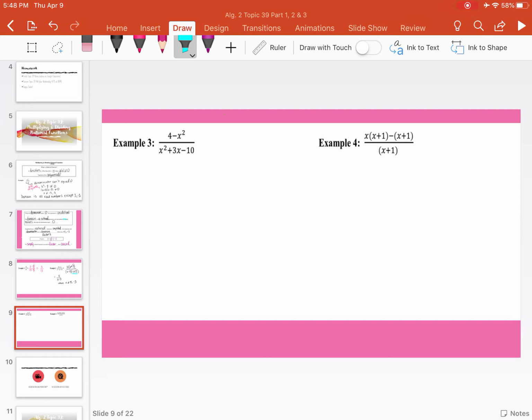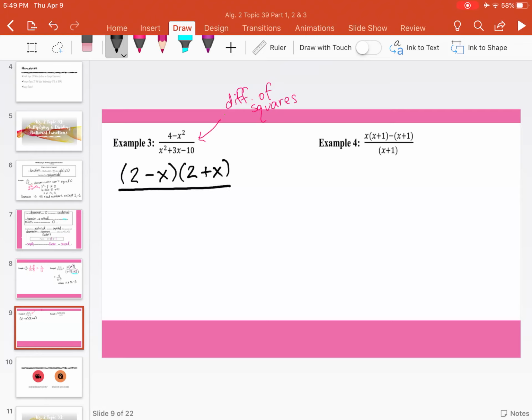Moving on to example number 3, we have 4 minus x squared divided by x squared plus 3x minus 10. Now our numerator here has a difference of squares. It's just written a little bit differently than how we're used to seeing it because it has the constant first instead of the variable. So we can rewrite this still as 2 minus x times 2 plus x.